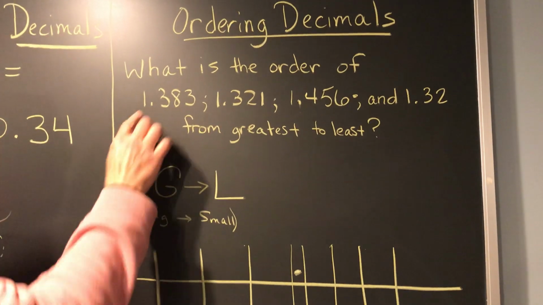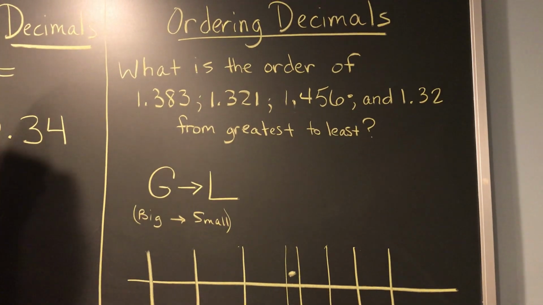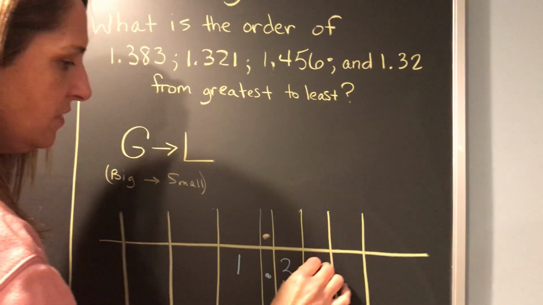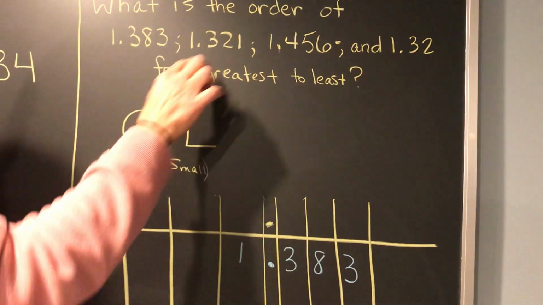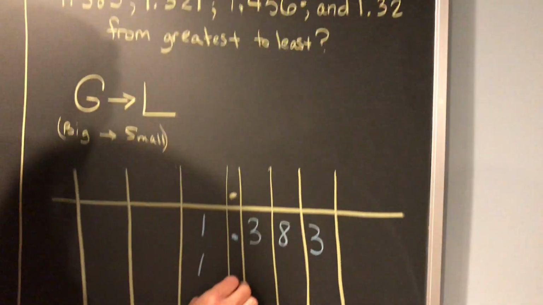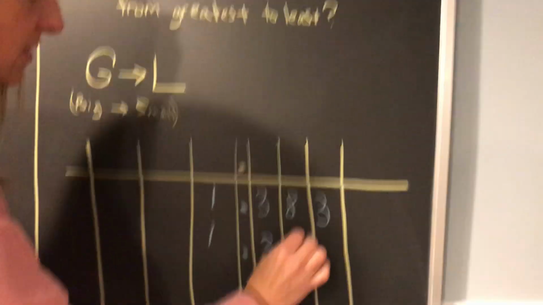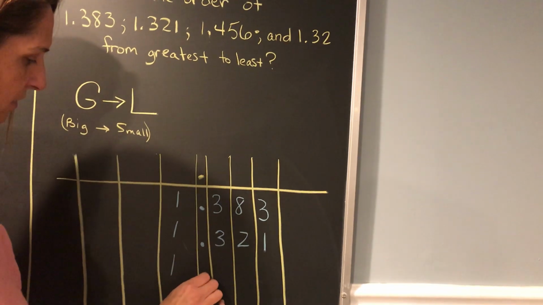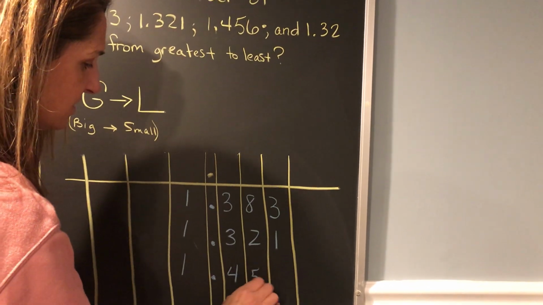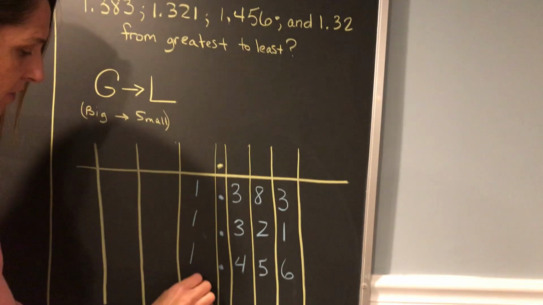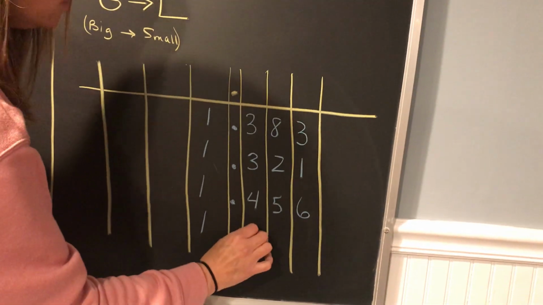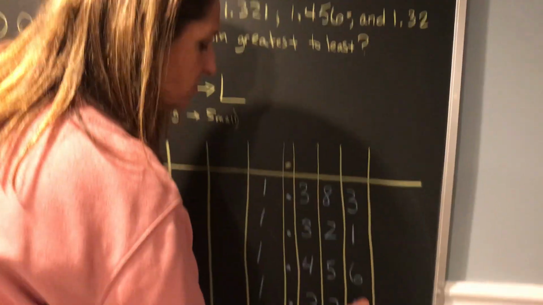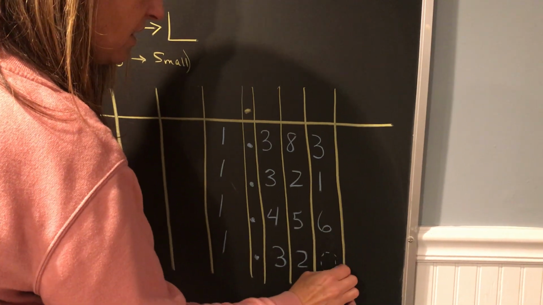All right, so I'm going to take all of these and put them in the place value chart. So 1 and 383 thousandths. Now I'm going to put this one. You definitely want to put them in order. 1 and 321 thousandths. Just keep yourself organized. 1 and 456 thousandths. And your last one, 1 and 32 hundredths. Again, before we start, we're just going to put one placeholder 0. So we're working with all thousandths.